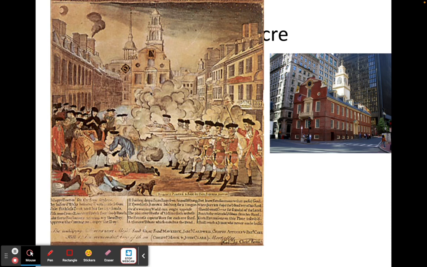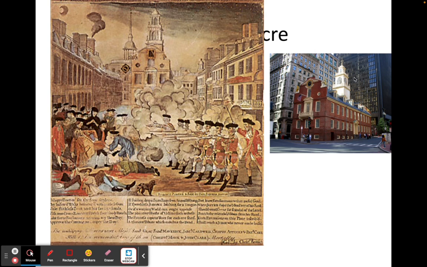This probably isn't actually what happened, but this is what people in other colonies saw of the event when they read about it. They saw this picture. So this is really a form of propaganda. You're going to think that the British are at fault. The British did this horrible thing.